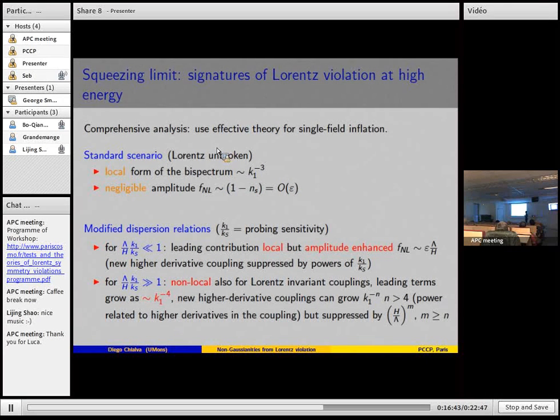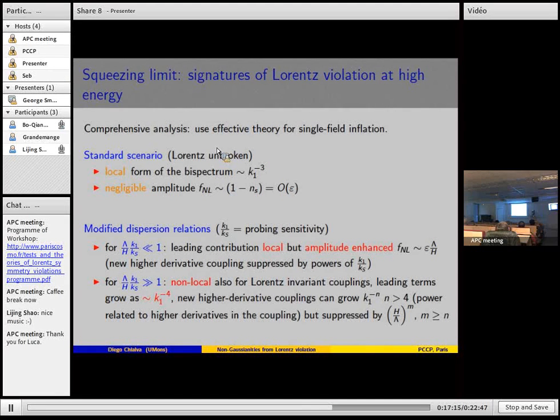If instead the perturbations that I can probe by my experiments in this limit were not super horizon at the time of Lorentz violation and WKB violation, then the spectrum is not even local. Not even if I only use, in my low energy theory, Lorentz invariant couplings, I get a local spectrum. I think the others are too much suppressed. The leading terms will actually go like 1/2 over K1 to the fourth, not to the cube.